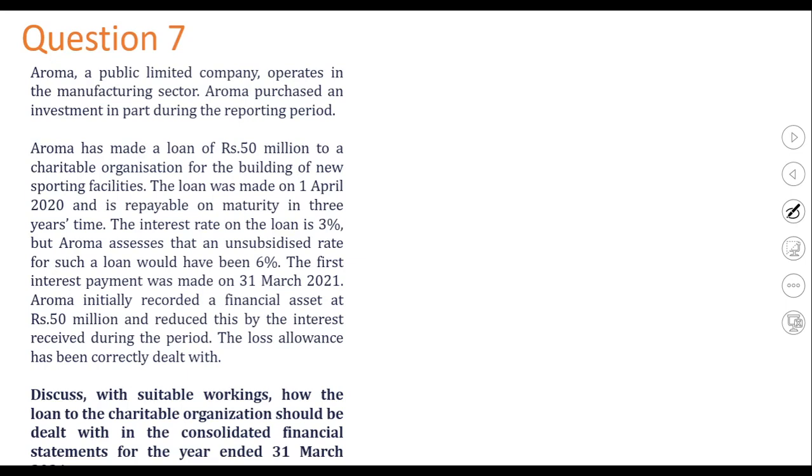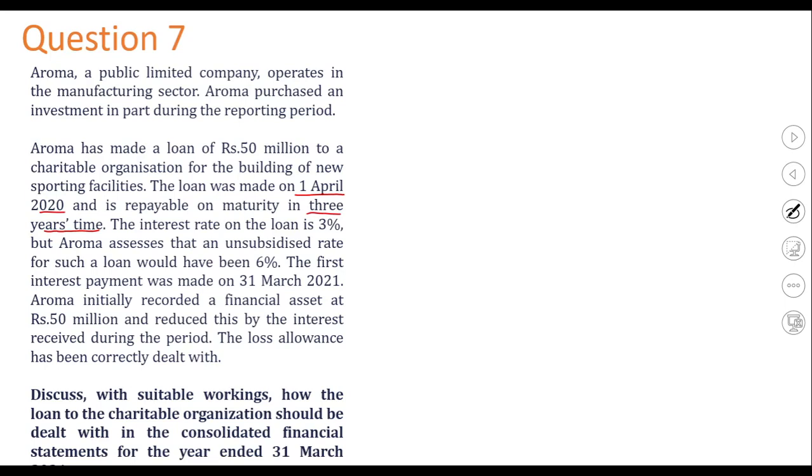Now what they have done is they have not given it to a supplier. They have not given it even to the employees. They have given this loan to a charitable organization, right? The loan was made on 1st April 2021. So this is the grant date, right? It was on 1st April 2020 and is repayable on maturity in 3 years' time.